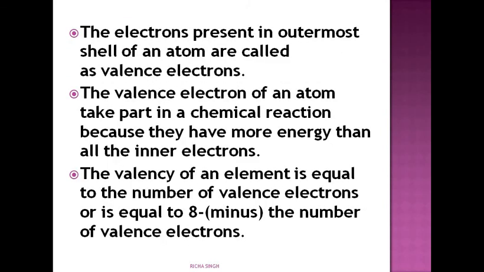So one thing is clear: the electrons present in the outermost shell are known as valence electrons, and valence electrons tell us about the valency of an element. But you have to keep one thing in mind: when the number of valence electrons is close to the octet, then what has to be done? The valency is obtained by subtracting the number of valence electrons from the octet. For example, the number of valence electrons in chlorine was 7. So its valency will be 8 minus 7, that is equal to 1.